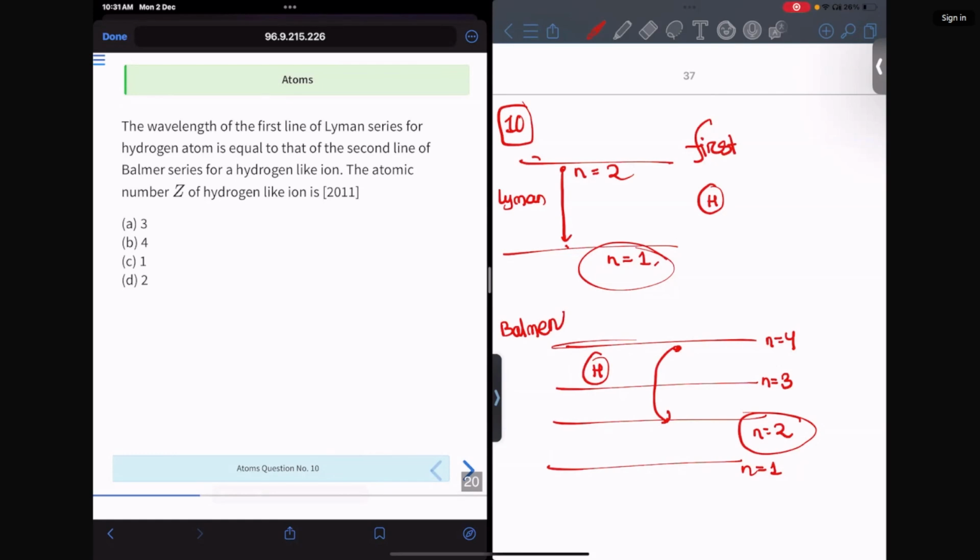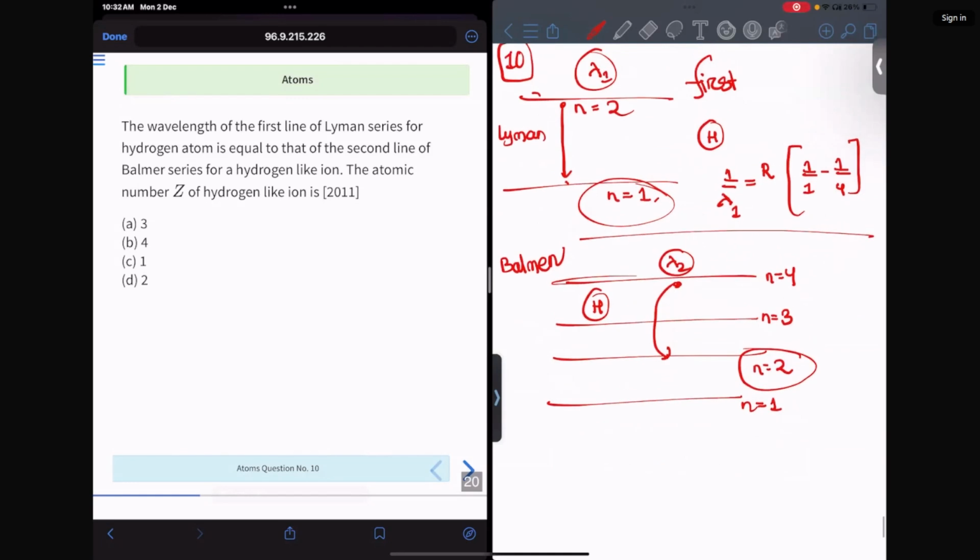So now they are telling you the wavelength. What will be the wavelength here? If the wavelength here is lambda 1 and the wavelength there is lambda 2, then here it is R into Z², where Z means 1, so I'm not writing that: 1 upon 1² minus 1 upon 2², which is 4. And here in the Balmer series, what will you do? 1 upon lambda 2 is equal to R into 1 upon 2², which is 4, minus 1 upon 4², which is 16.